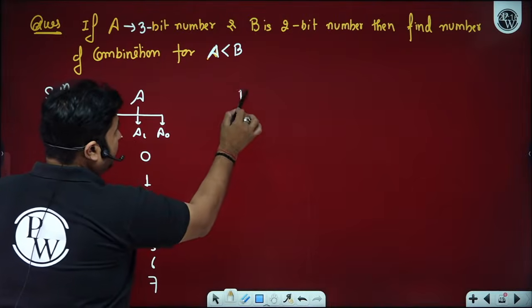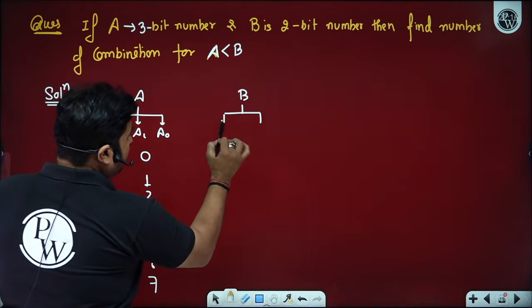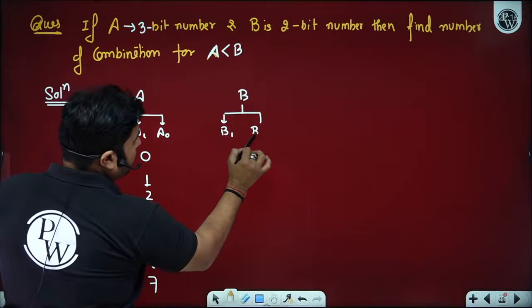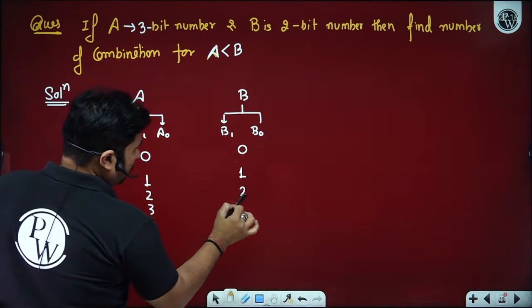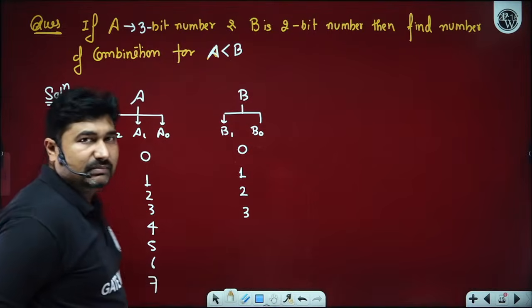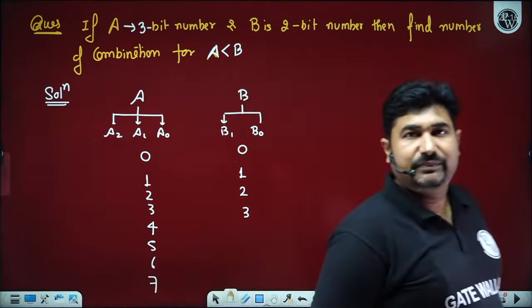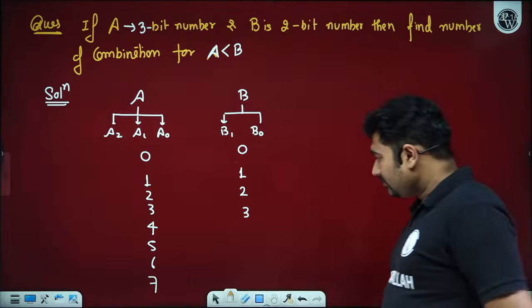And we have a number B, a 2-bit number. So basically the 2-bit number is B1, B0. So here we have binary of 0, 1, 2, 3. For a 2-bit number, the maximum we can go up to is binary of 3 only. Is it okay? Yes, sir.